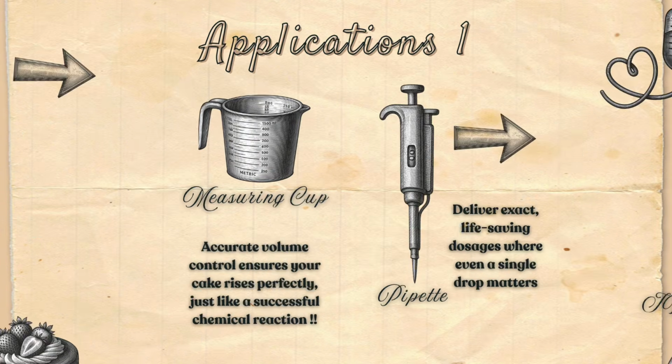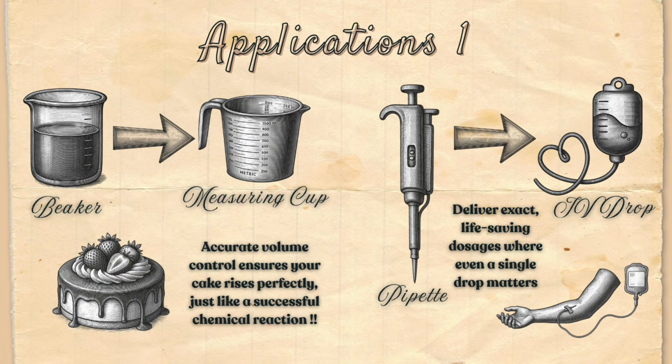Now, let's see the application. You might think lab equipment is only for mad scientists, but you use versions of them every day. Take a beaker or a measuring cylinder in your kitchen. That's just your standard liquid measuring cup used to bake a cake or measure water for rice.